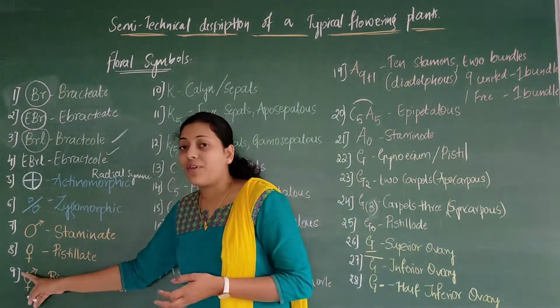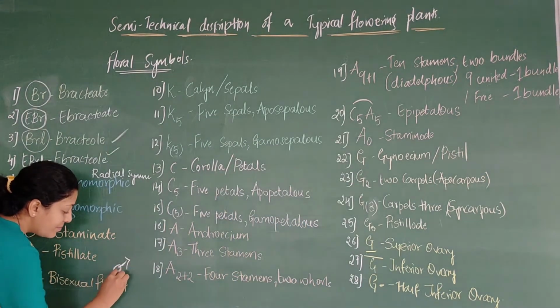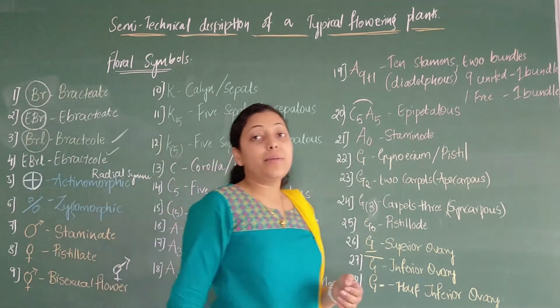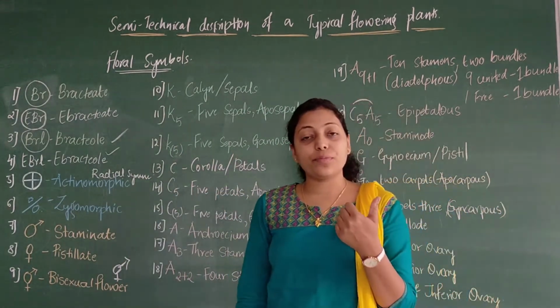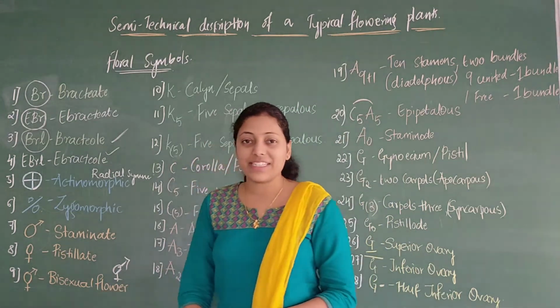And then if both symbols are together, this particular symbol resembles that it is a bisexual flower. That is, both male and female gametes are present over here. That is, it is a bisexual flower.